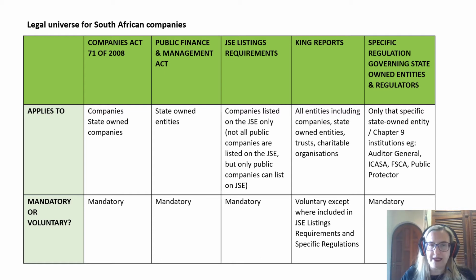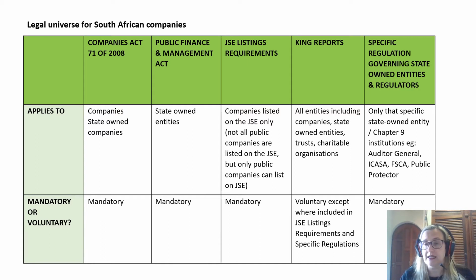The Public Finance Management Act applies to state-owned companies. The listings requirements apply to companies that are regulated by the JSE, that are listed on the JSE, and the King reports apply to all entities, not just companies. In the context of this course, we talk about companies, but the King reports, the King codes of corporate governance, apply to all entities. So your school governing board, your homeowners association, those pesky people that tell you to turn the music down in your complex, King actually applies to them as well.